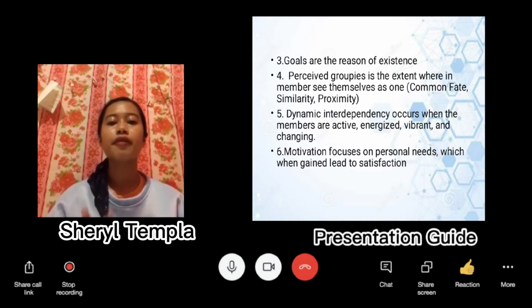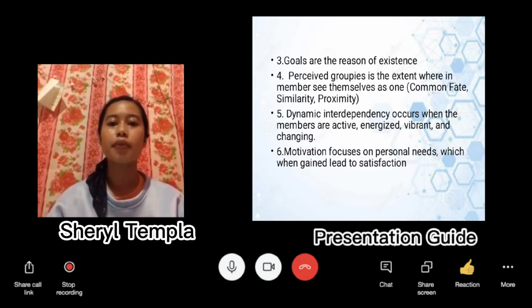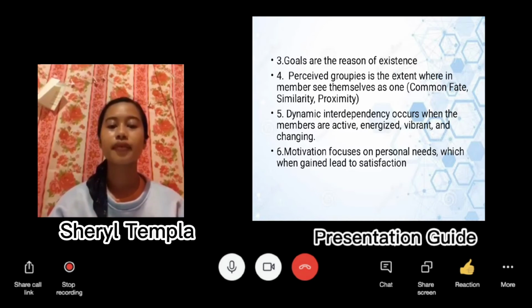So, number 5, dynamic interdependency occurs when the members are active, energized, vibrant, and changing. So, it is in terms of making decisions na dapat every member of the group has their mutual understanding in order to come up with much better na idea and decision.